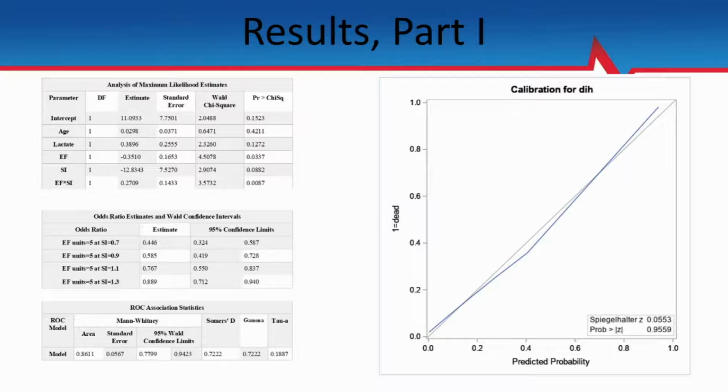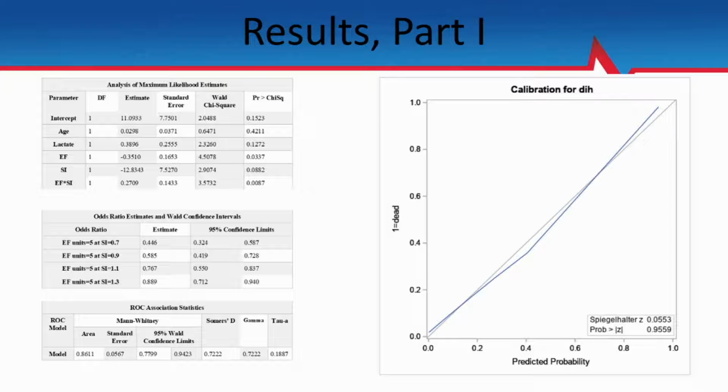This is the outcome that we get. What you can see here, remember, this is our predictor of interest. This interaction term is significant in the model, and then these are all the parameter estimates. So the odds of death for a 5% increase in EF at different levels of the shock index. Remember, lower levels are normal, so as shock index goes up, it shows that your vital signs are more deranged.